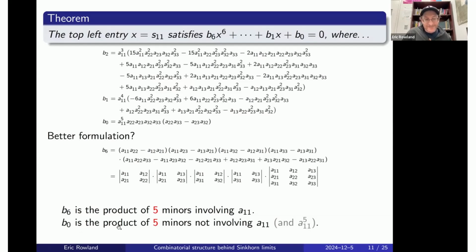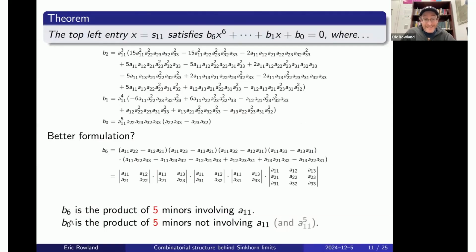So B0 is also the product of 5 minors. These minors do not involve the top left entry. More precisely, they don't involve the first row or first column. And then, of course, we have this extra A11 to the 5th here, which is floating around, but there is some uniformity to this. You can explain this away as a homogeneity factor or something, because we have an A11 to the 4th here and an A11 cubed here. So this factor appears in all of the coefficients, and we shouldn't put too much emphasis on that.